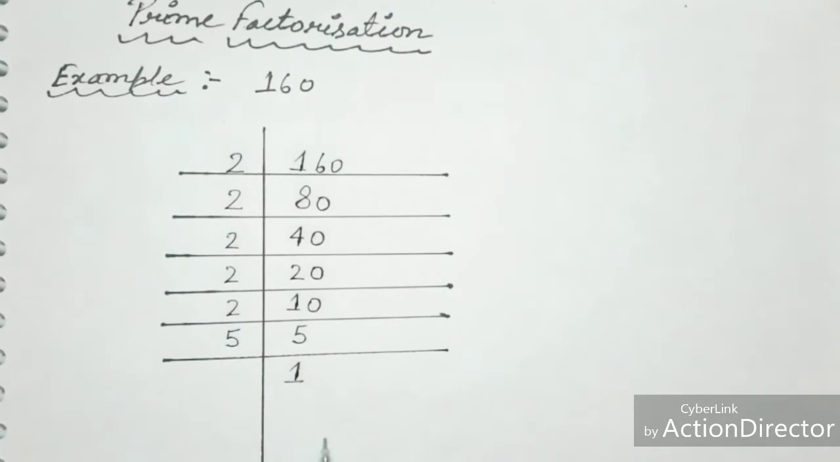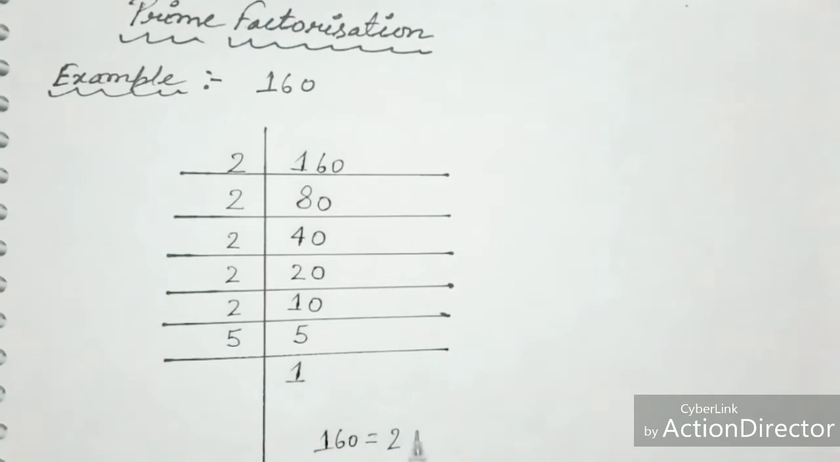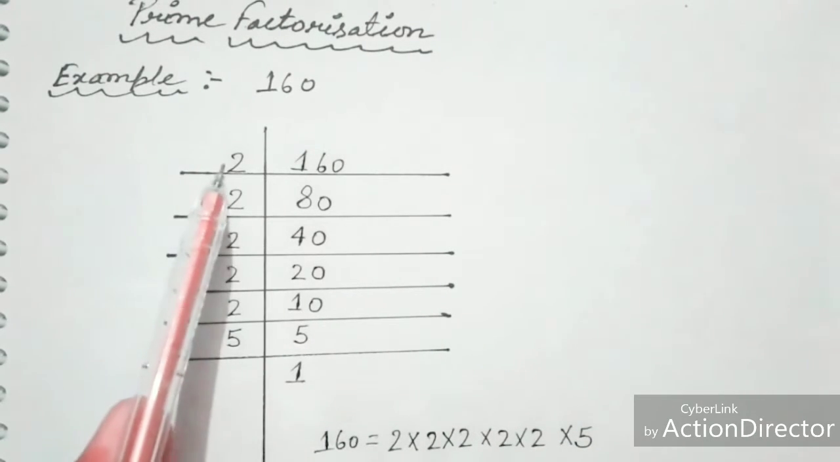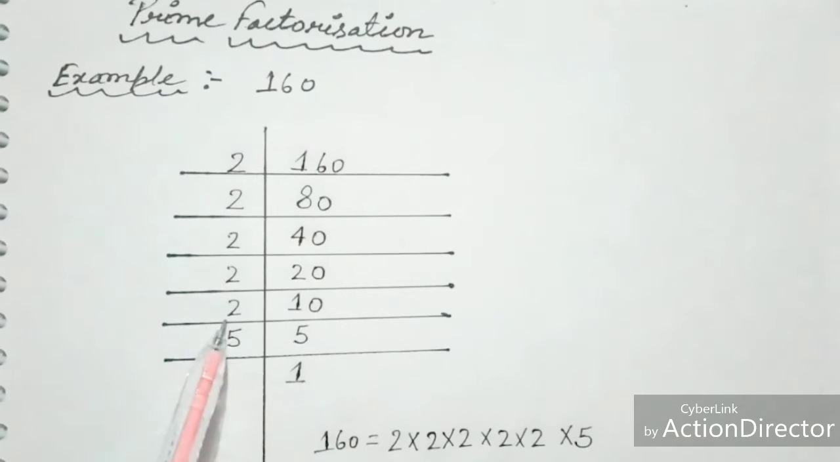So the prime factorization of 160 equals 2 into 2 into 2 into 2 into 2 into 5, because there are five 2s and one 5. So using this method we find the prime factorization of any number.